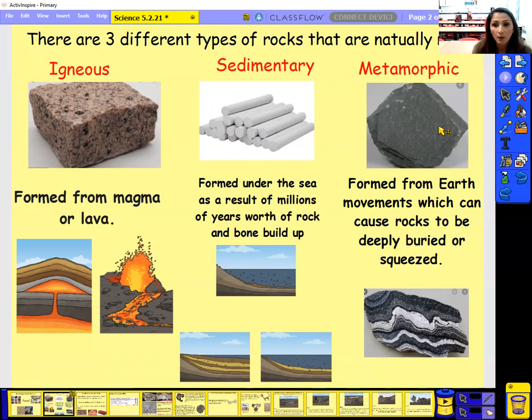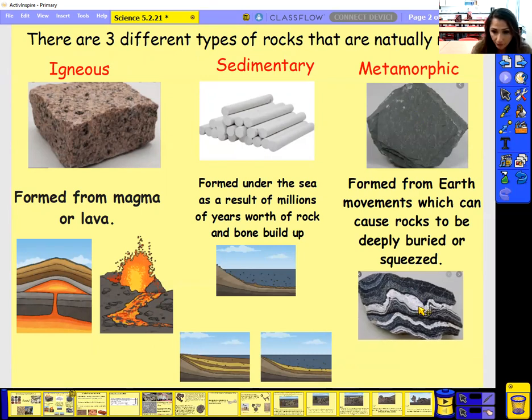And then we got our last one, which is metamorphic. Metamorphic rocks are formed with the Earth's movement, and it's caused by when the rocks are buried and squeezed deeply. So this could be due to earthquakes or by volcano movement, which is then forcing the rocks to be squeezed together. And as you can see in the picture here, that is a form of metamorphic rock. So we've got igneous, sedimentary, and metamorphic rocks.